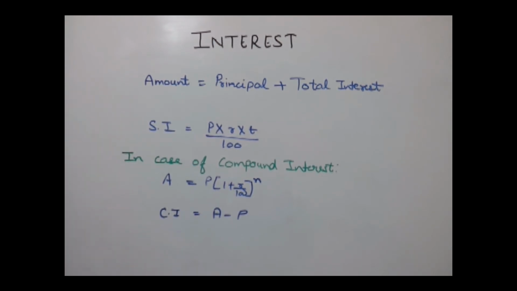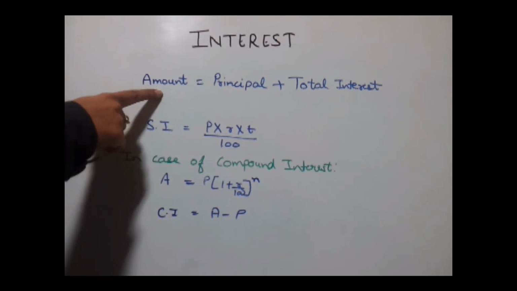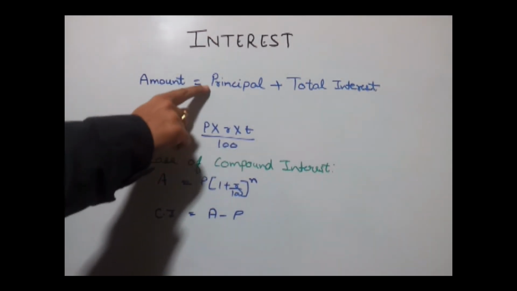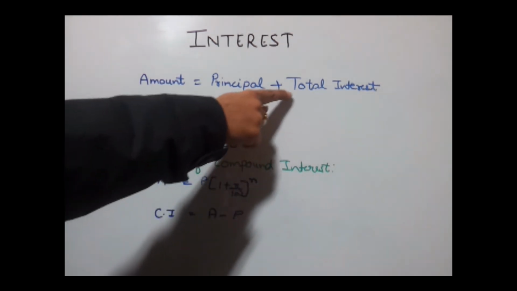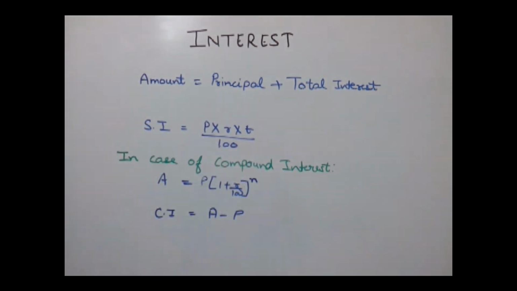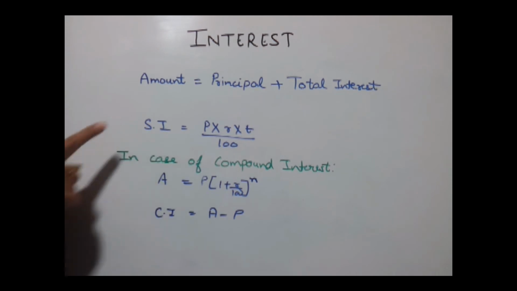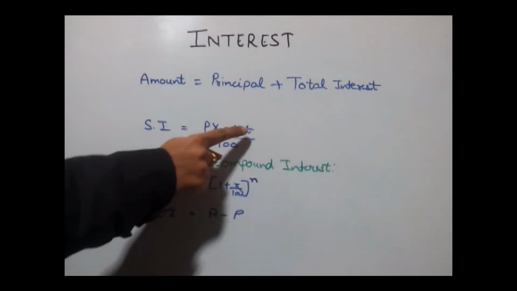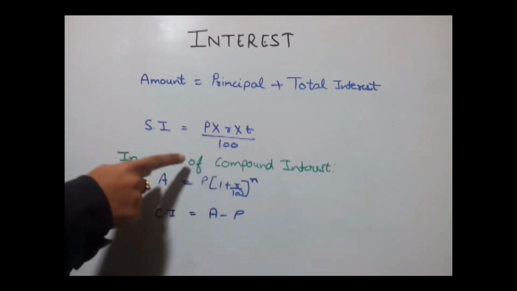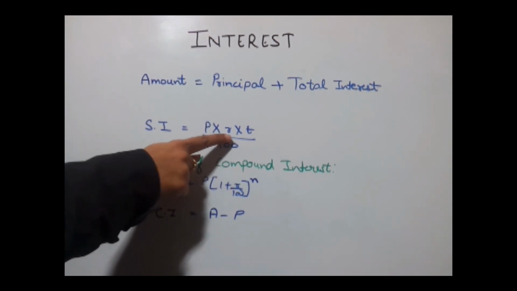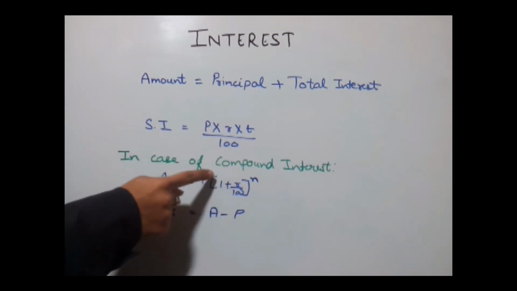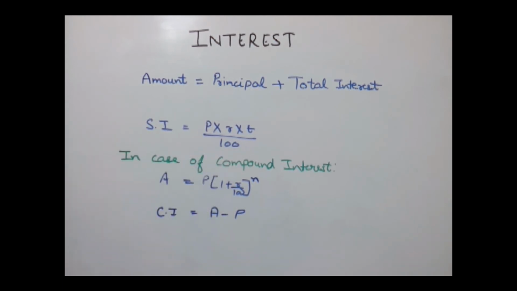Amount, as we have just discussed, is the total amount that is received at the end of any period. This is equal to principal plus total interest that you have received. SI, which is simple interest, is calculated as P into R into T divided by 100. P stands for principal, R is for rate, T is for time, that we have just discussed 2 minutes before, which is divided by 100.